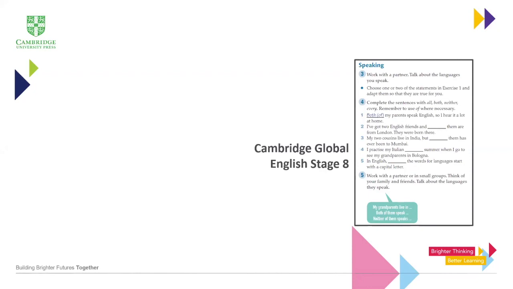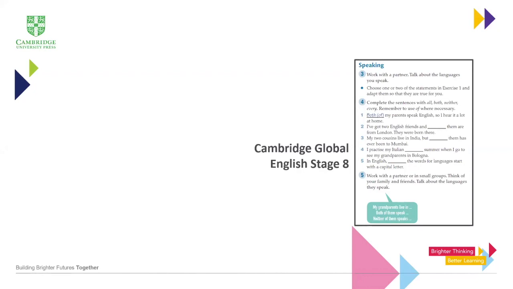And the real speaking activity is number 5. Work with a partner or in small groups. Think of your family and friends. Talk about the languages they speak. And in the green box underneath, my parents live in, both of them speak, neither of them speaks. So using the language which has been practiced in the previous activities. So I think this is a nice example of how we can help students to feel more comfortable, even though we're not attempting for them to reach any level of fluency.